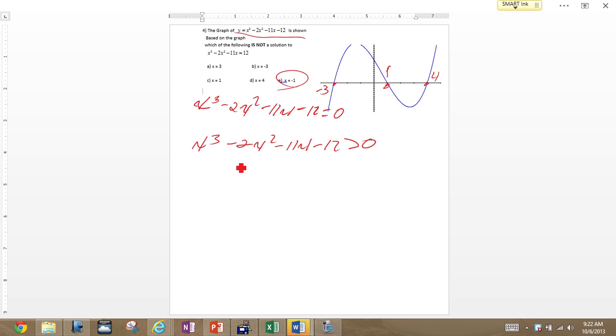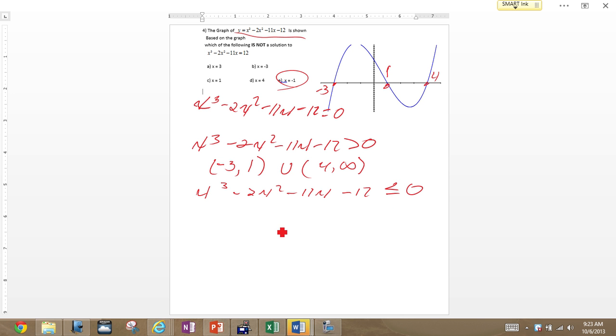So we could answer that by looking at the graph. And by looking at the graph, we can conclude that the expression is greater than 0 on the interval running from negative 3 to 1 in union with 4 to positive infinity. Now let me just ask one additional question. When is x cubed minus 2x squared minus 11x minus 12 less than or equal to 0?